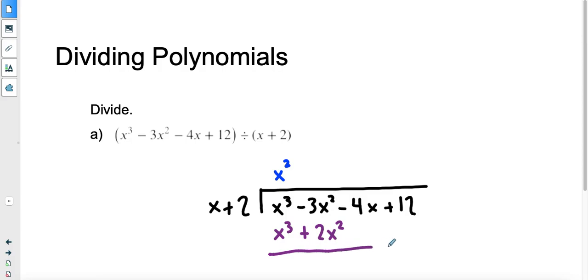And now what do we do next? We're going to subtract. Right, we're going to subtract this from this. Let's do it. All right, x cubed minus x cubed, that's 0. Those cancel out. Negative 3x squared minus 2x squared is negative 5x squared. And now in long division, I'm going to bring everything else down.